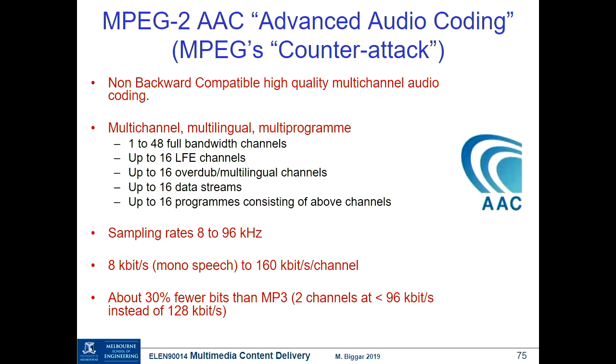You'd be familiar with AAC if you just use iTunes or something like that, right? Apple uses AAC. Okay. So this MPEG-2 AAC coder was intended to be more flexible than the earlier ones. Lots of combinations of channels, as you can read there, a large range of sampling rates, and around 30% fewer bits than MP3, so 2 channels at less than 96 kilobits per second instead of about 128 kilobits per second, roughly speaking.